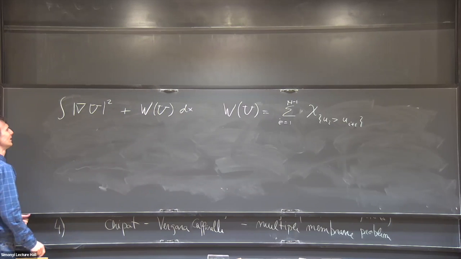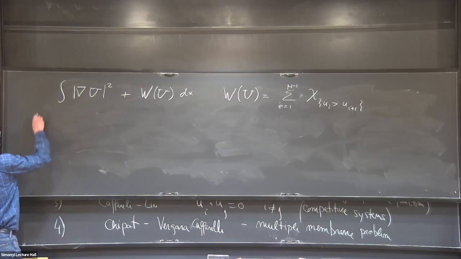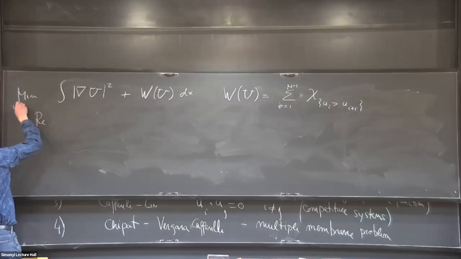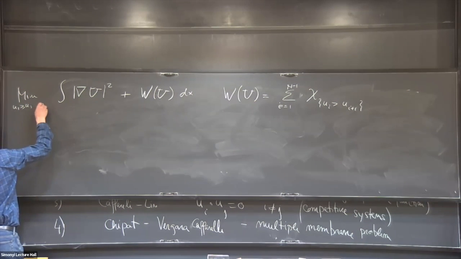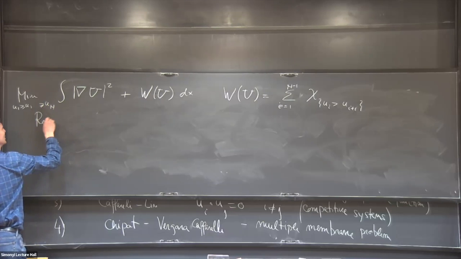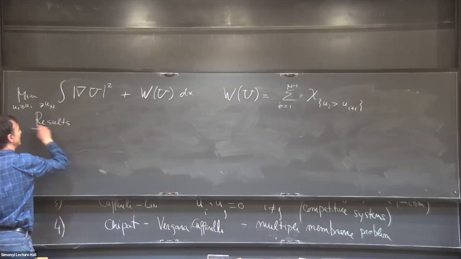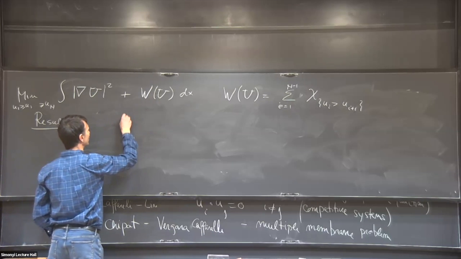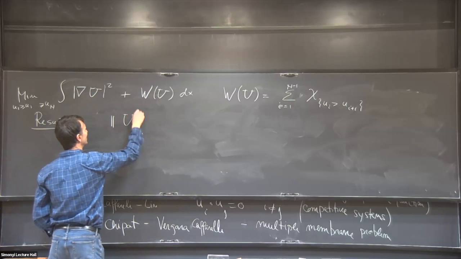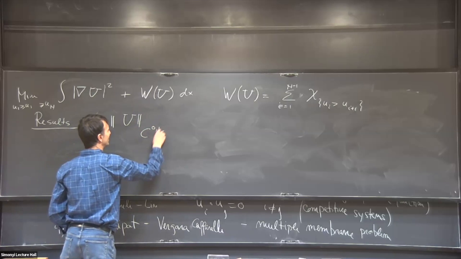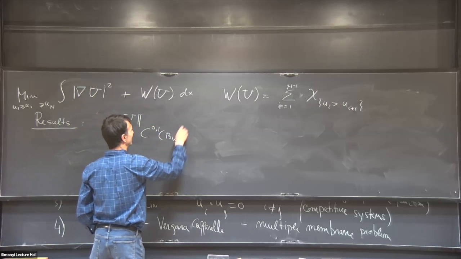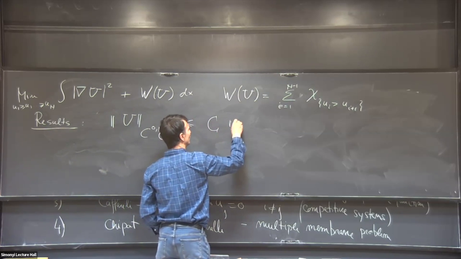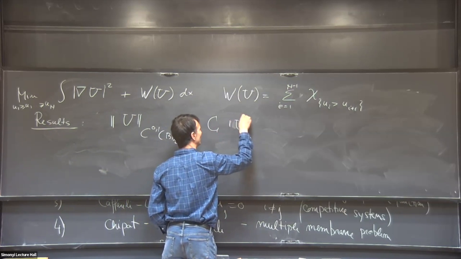And also let me write some results. So we want to minimize under this constraint. Some results: one can still say that U is Lipschitz, bounded by a constant.